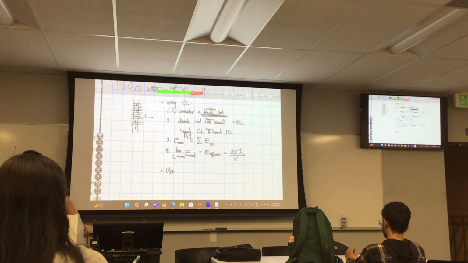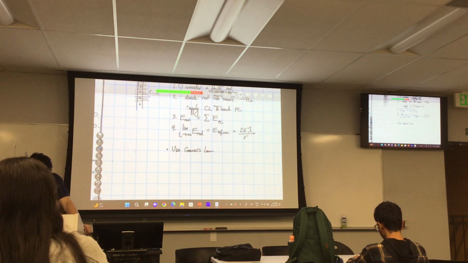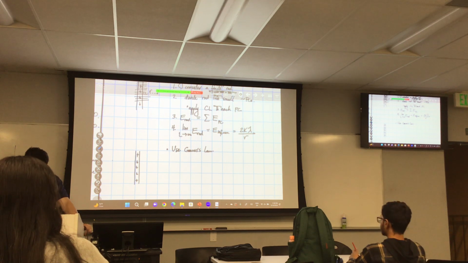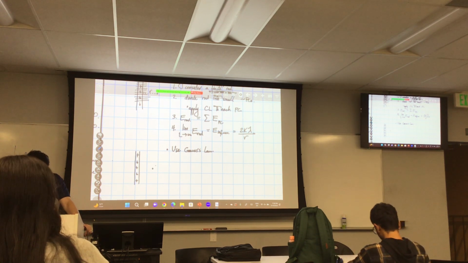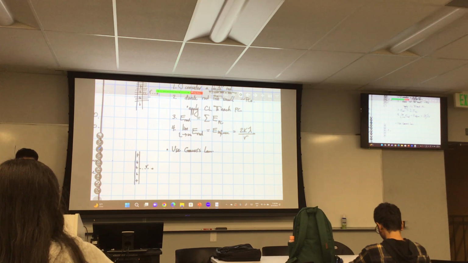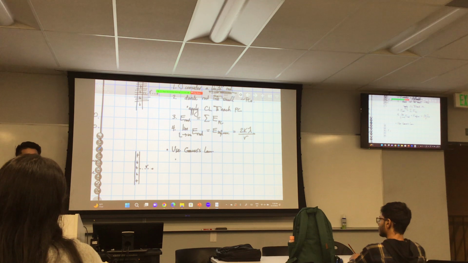Well, now let's use Gauss's law. Let's redraw our scenario. We have an infinite wire, and we want to know what the electric field is at a point r distance away. So the only thing that we have to do is be cognizant of which Gaussian surface we want to choose. And remember, we want to choose it so that the angle is going to be equal to 0.